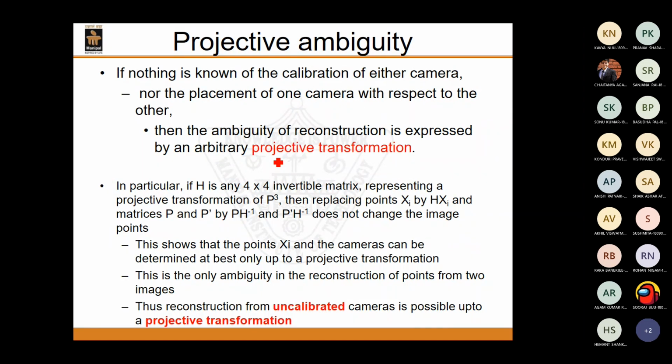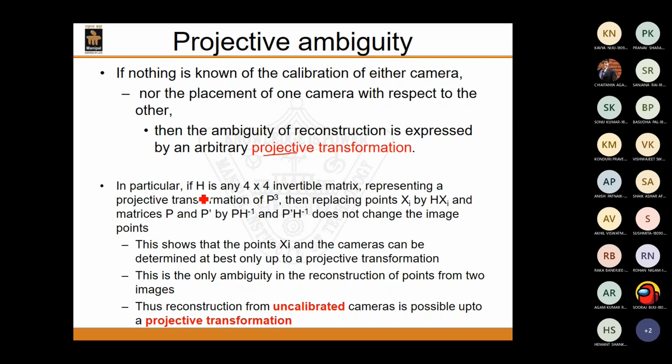Okay, now coming to projective ambiguity. As we have said earlier, if the calibration of the camera is not known to us, that means if we do not know the internal or external parameters of the camera, that means it's an uncalibrated camera, then the transformation that we'll be dealing with is a projective transformation. The reconstruction which would be possible would be up to a projective transformation, and this can be called the projective ambiguity here, right?